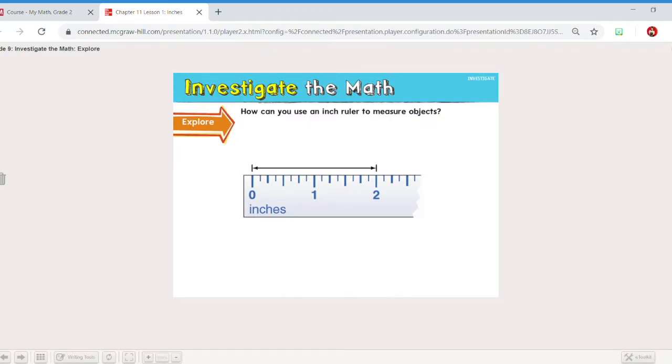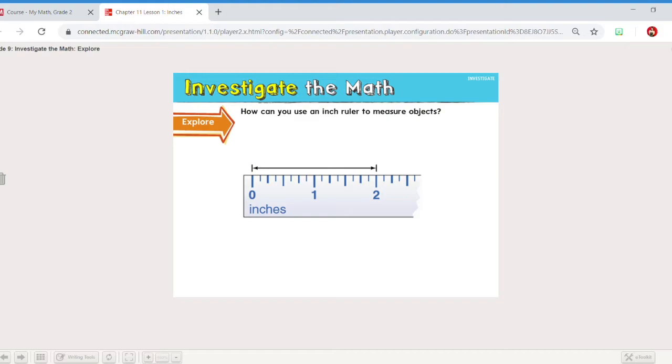All right, now we're going to investigate the math. As you see here, we have a piece of a ruler. You're going to need a ruler for a lot of these lessons and a lot of these explorations. If you don't have one, that's okay. You can go online easily and find a ruler to print out and use as a scale. So, how can you use an inch ruler to measure objects?